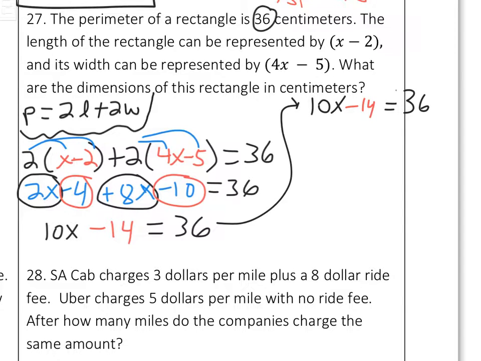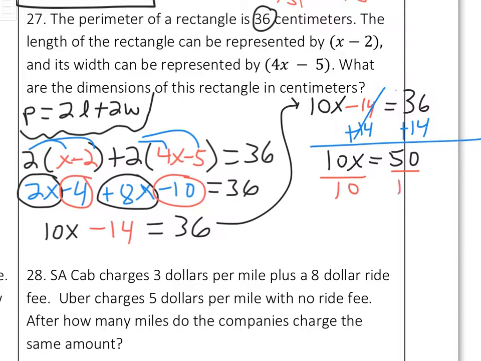First we've got to get rid of the 14, so you add 14 on both sides. That gets rid of the 14s on the left. Then you have 10x is equal to 50, since 36 plus 14 is 50. The last step is to divide by 10 on both sides, and that gives you x is equal to 5.